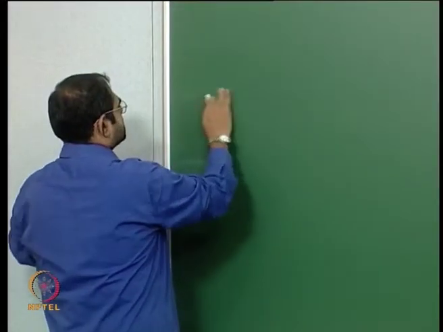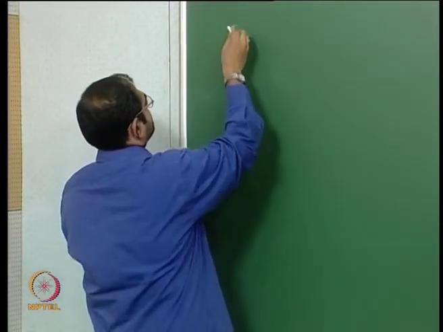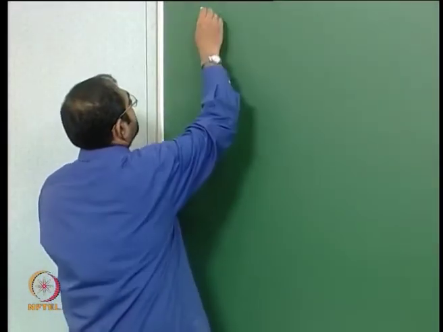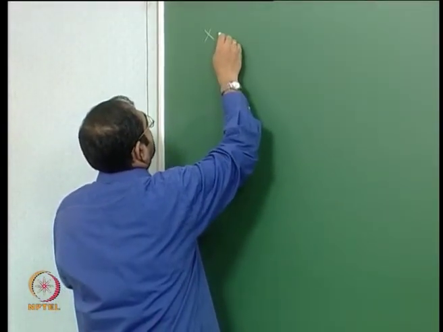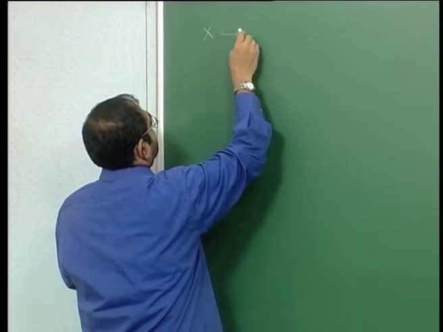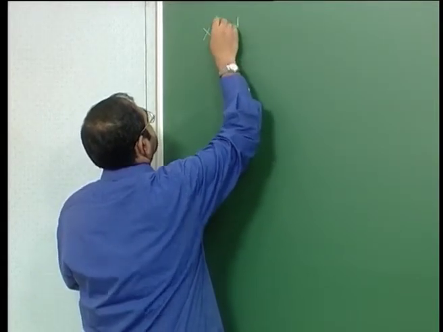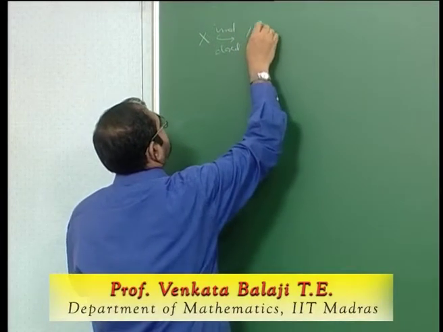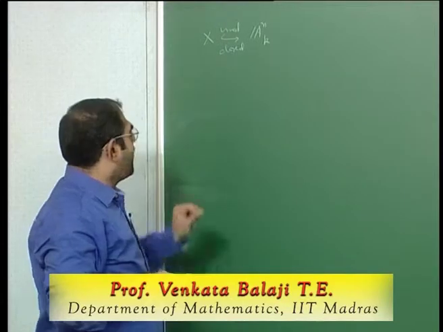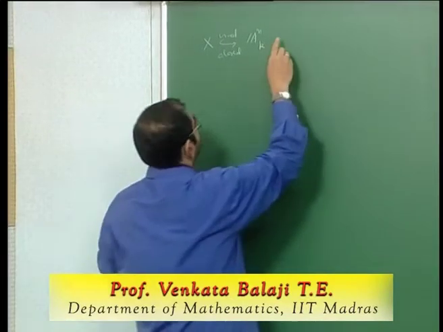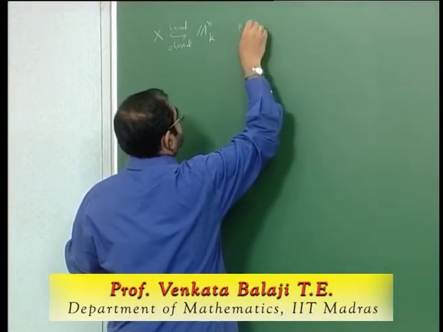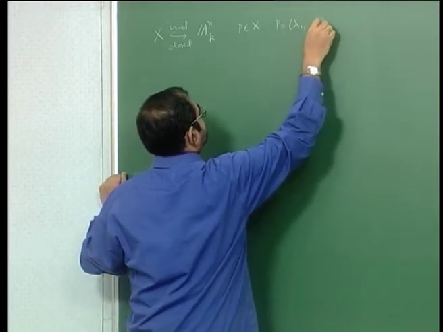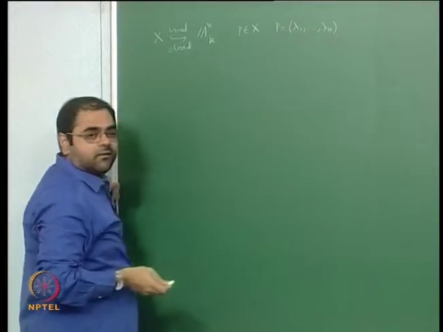A couple of remarks. You see, what we did was we start with X, an affine variety. It is an irreducible closed subset of affine space, okay. And we took a point p of X, the point given by coordinates lambda 1 through lambda n, all right.